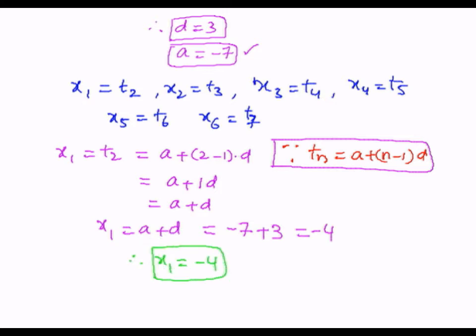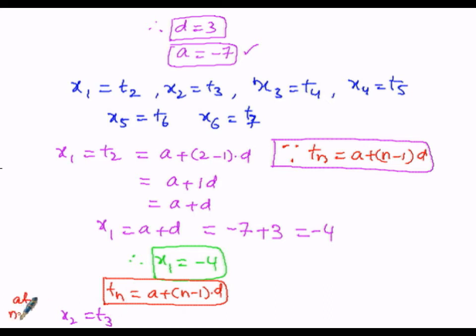Now let us write the formula once again. We know the nth term is a plus (n minus 1) into d, the general term to find the nth term. Here we have to find the second one, that is x2. x2 is equal to t3, so we have to replace n by 3. At n equal to 3, a is minus 7, plus (3 minus 1) into d, where d is 3 again.